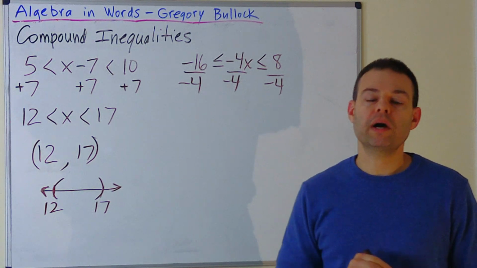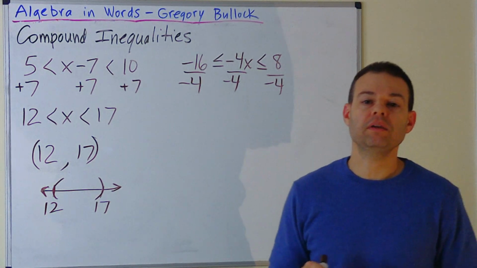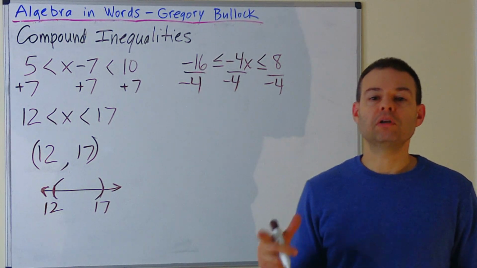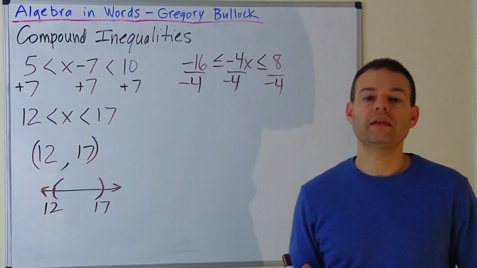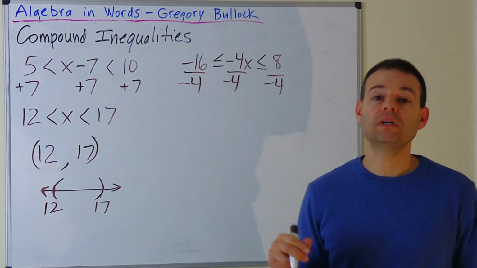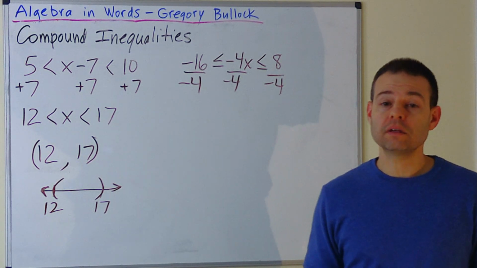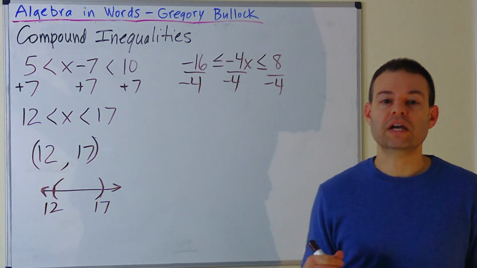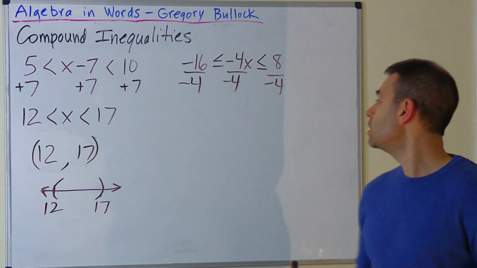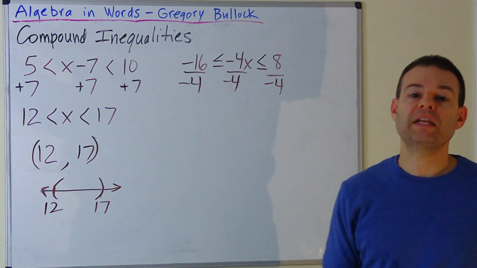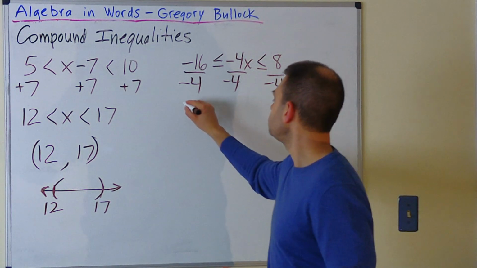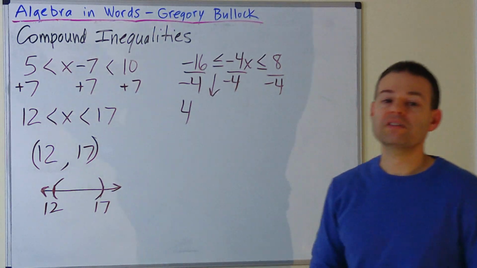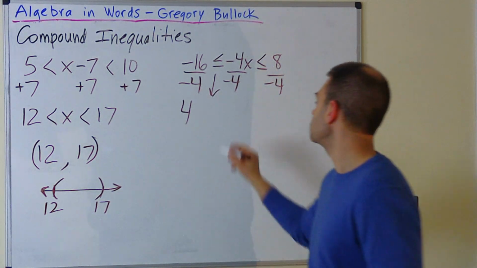But there's one other thing you have to remember, which I've been trying to repeat throughout this and the last two videos. This is a good example. If you multiply or divide both sides of an inequality by a negative number, which now the negative 4 is, you have to reverse or change the direction of the inequality symbols. So negative 16 divided by negative 4 is positive 4. But now we have to reverse this symbol from less than or equal to, to greater than or equal to.